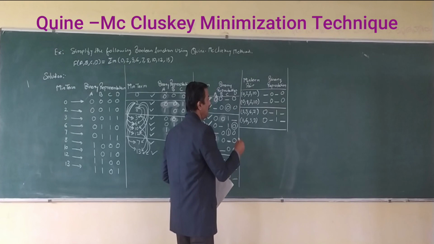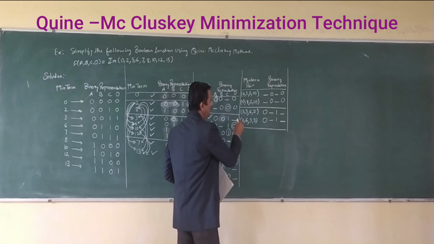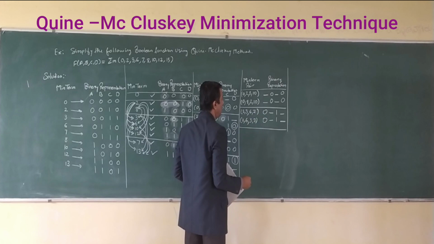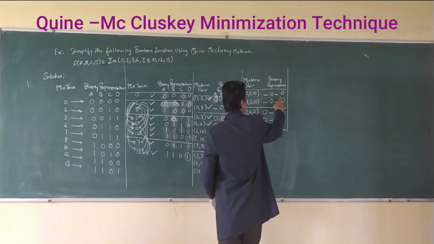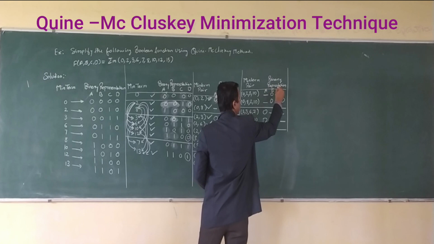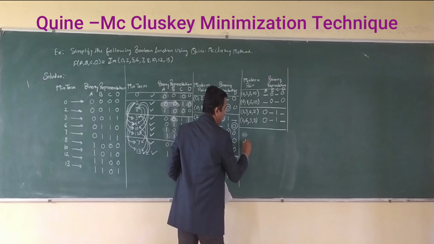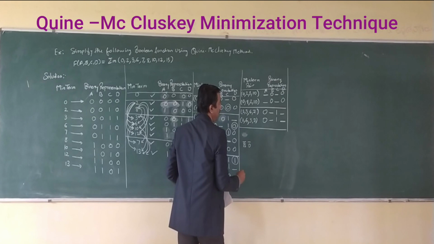So 0,2,8,10, you can find 0,2,8,10 and 0,8,2,10. All the min terms are present in both the terms: 0, 2, 8, 10. So either of the one can be considered. So how will their binary representation be written? Here A, B, C, D, I will write like this. So A is not there. B is there. What is the value of B? 0. So I represent B bar. C is not there, but D is there, and its value is 0, so D bar. So B bar D bar.